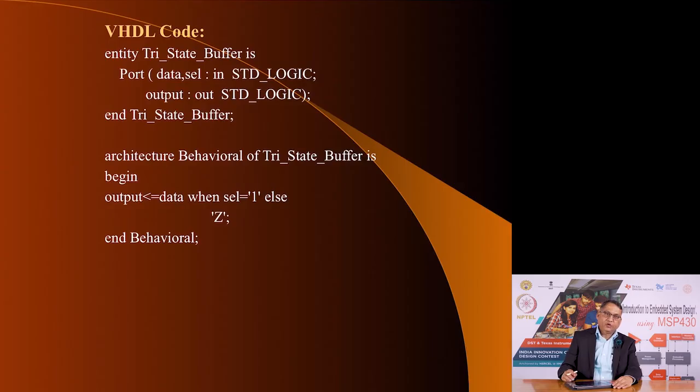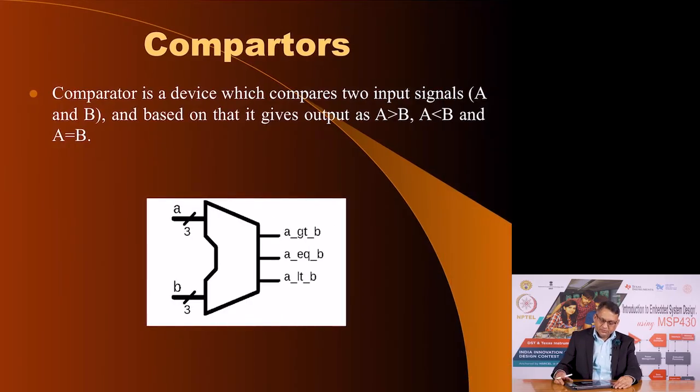Here is a VHDL code for that. This Z here indicates the high impedance. Then you would require comparators to compare digital numbers. Here in this example, two 3-bit numbers A and B are being compared, and a comparator typically has 3 outputs: A is greater than B, A is equal to B, and A is less than B. Whenever any of these 3 conditions is true, that particular output becomes 1 and the others are 0.